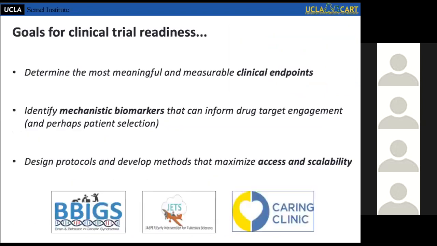And so much of the work that we've been doing here at UCLA is to tackle those three challenges, in three different ways, right? From the standpoint of the challenge around clinical endpoints, we've been doing work to try to figure out what are the most meaningful and measurable endpoints in these patients. Secondly, we've done a lot of work focusing on biomarkers, looking at mechanistic biomarkers that might be able to inform drug target engagement to tell us that a drug might be hitting a target.